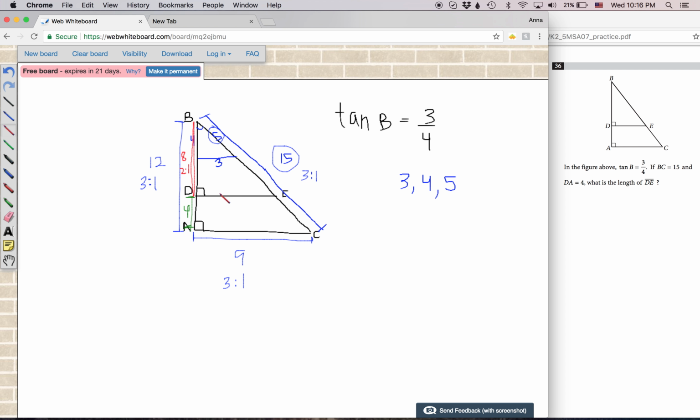So now, can we figure out DE? Yeah, again, 2 to 1, right? So what do we do to that 3? Multiply it by 2. We get 6. Okay. What would we do to the 5? Multiply it by 2. We get 10. If we needed it, we don't. DE is 6.